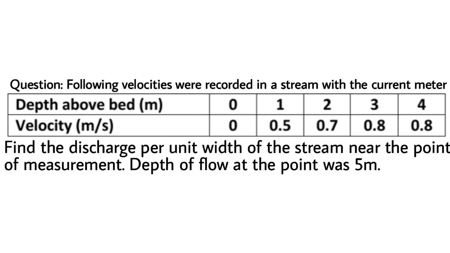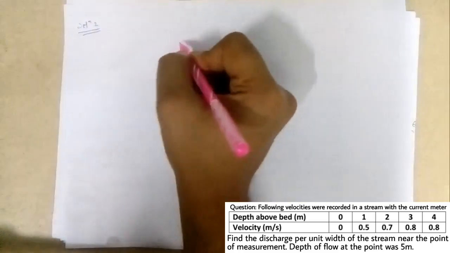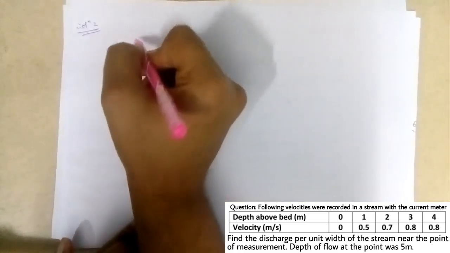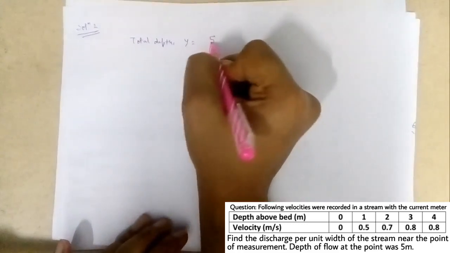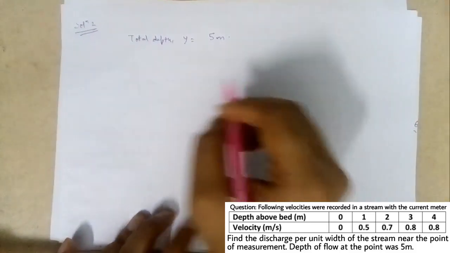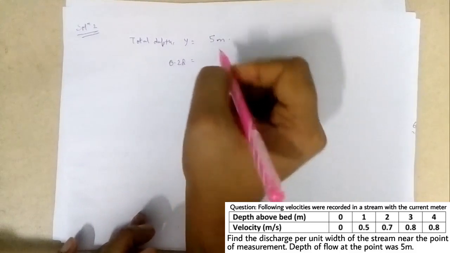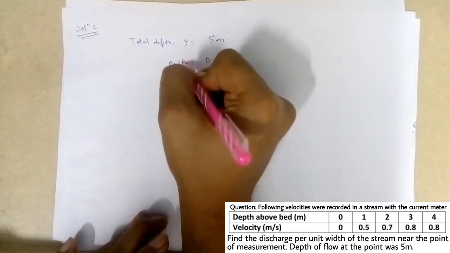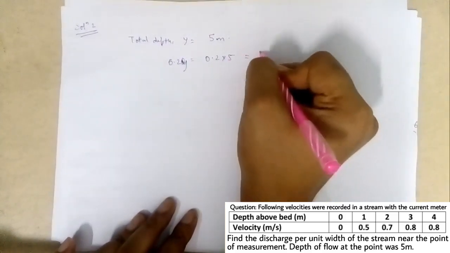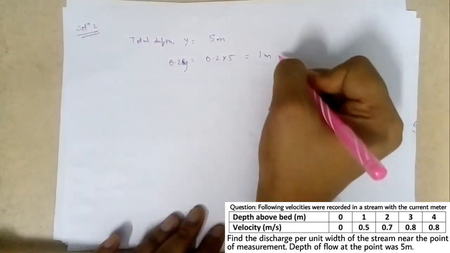So up to from 0 to 4 the values are given, and we are asked to find the unit width of the stream near the point of measurement. So let's do one thing. As per the question, let us say that the total depth, that is y, is equal to 5 meter. So 0.2y will be 0.2 multiplied by 5, which is 1 meter. That is at a depth of 1 meter.